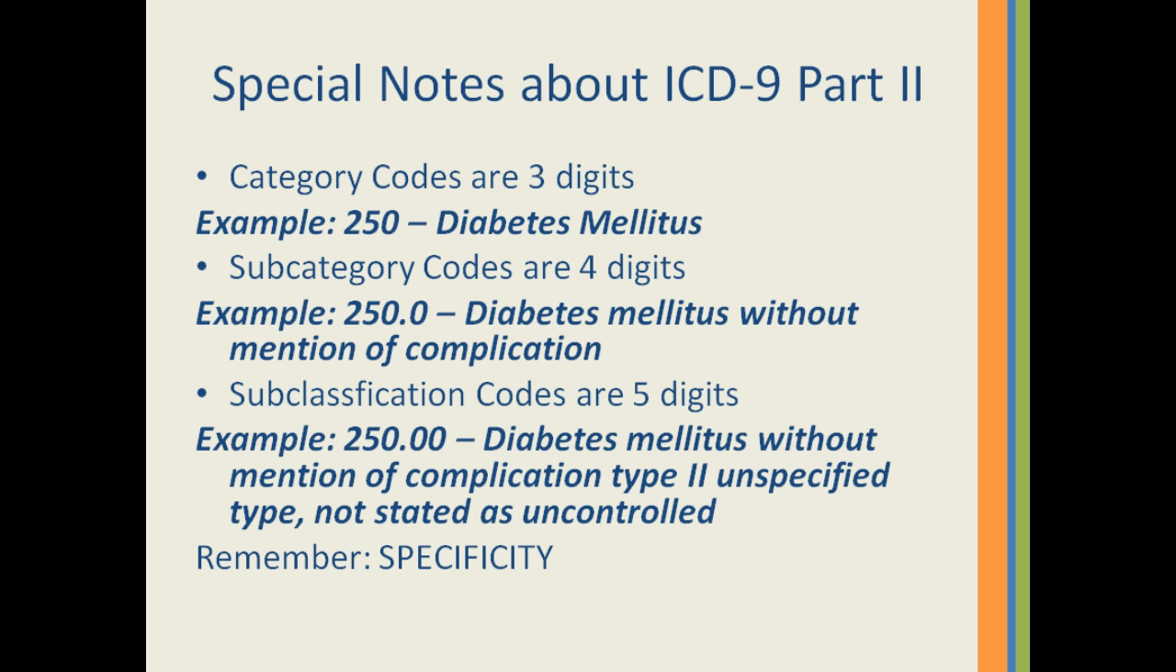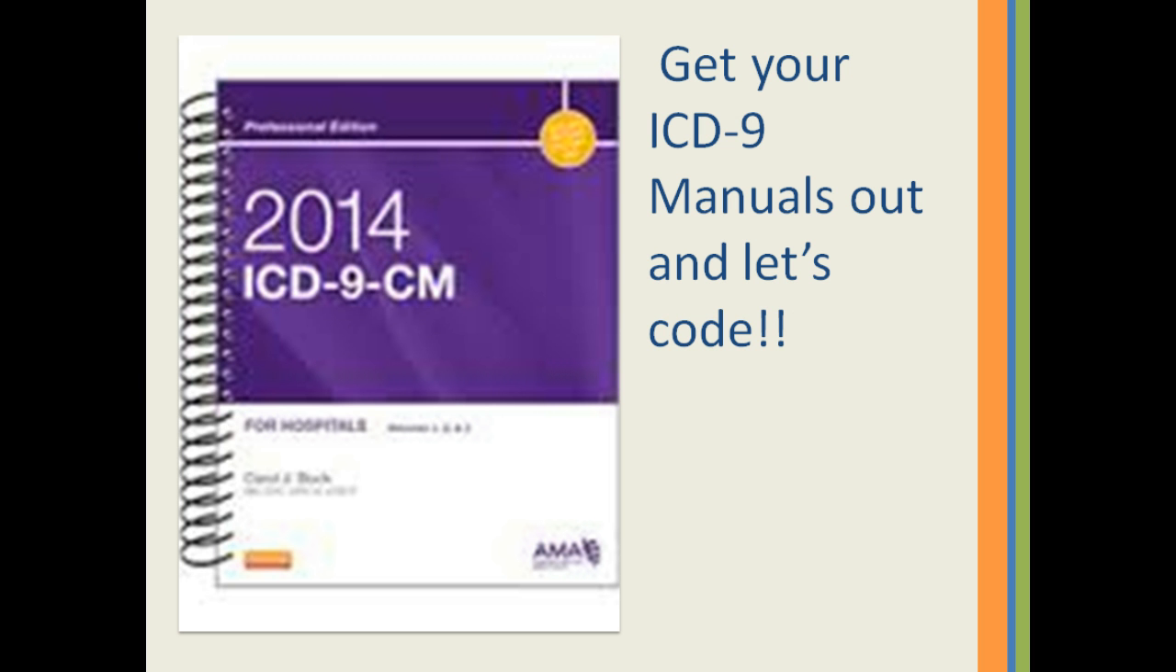So here again, category codes are 3 digits, subcategory codes are 4 digits, and subclassification codes are 5 digits. And remember that each digit is usually added when there is specificity involved. When there are specific things that should be coded, you should always look for category, subcategory, or subclassification. Now let's get your ICD-9 manuals and let's code. I am using the 2014 ICD-9 manual for hospitals, and it's written by Carol Buck and approved by the AMA.